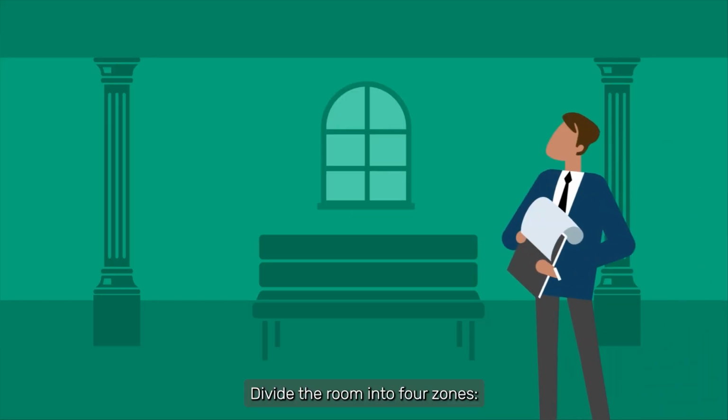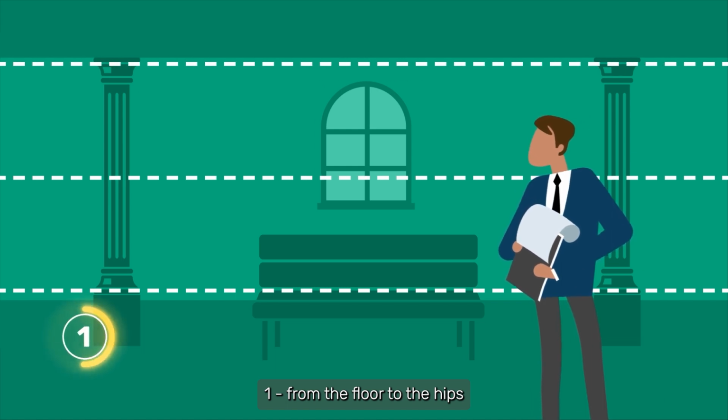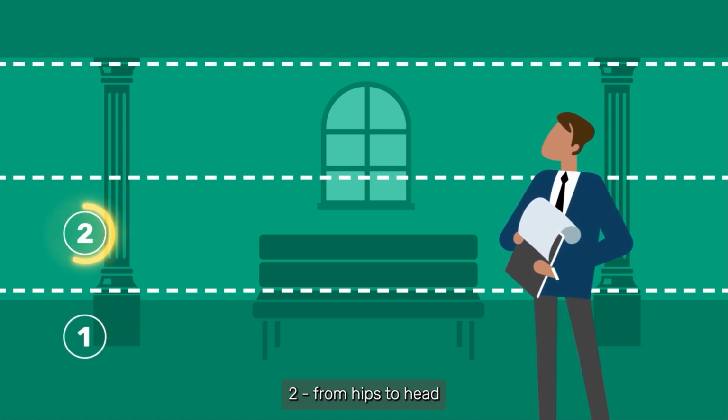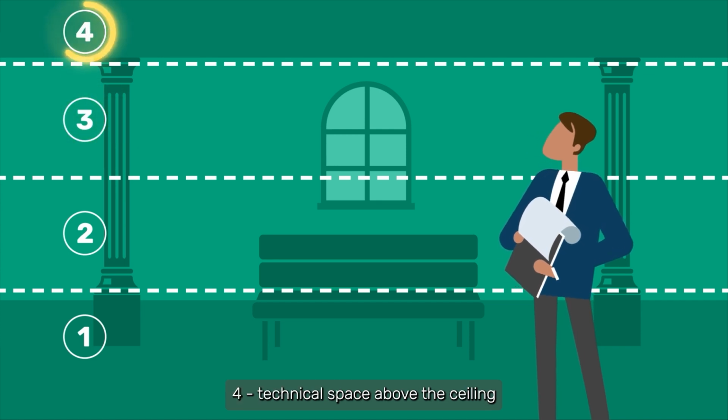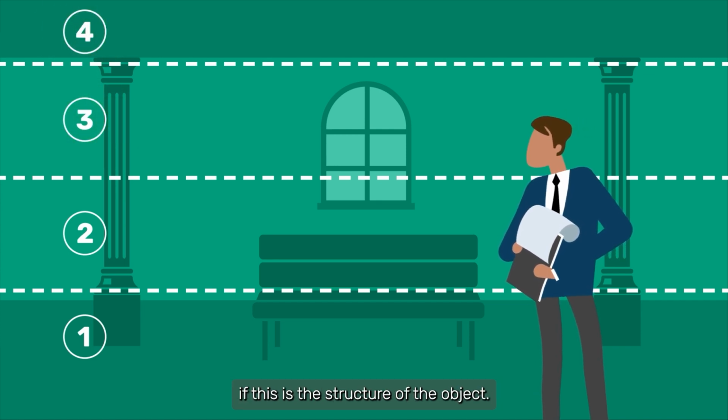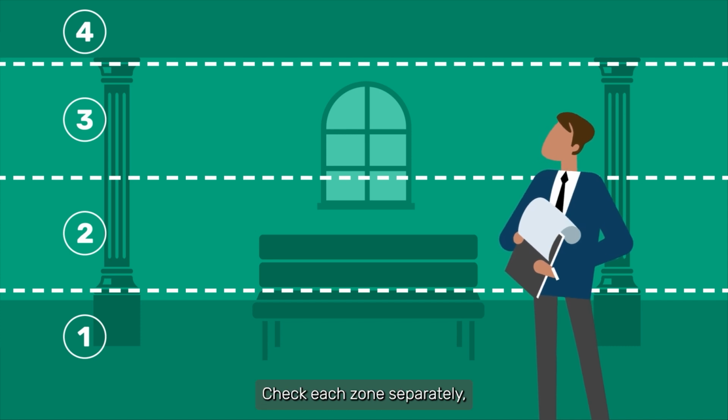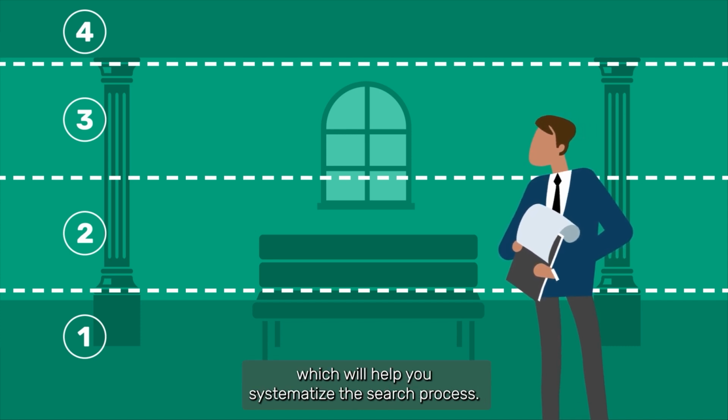Divide the room into 4 zones: 1. From the floor to the hips, 2. From hips to head, 3. From head to ceiling, 4. Technical space above the ceiling, if this is the structure of the object. Check each zone separately, which will help you systemize the search process.